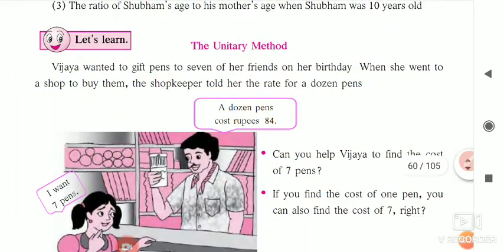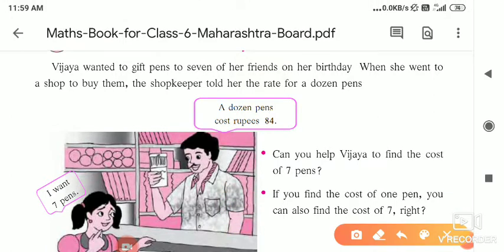So here it is, the activity. Vijaya wanted to gift pens to 7 of her friends on her birthday. When she went to the shop to buy the pens, the shopkeeper told her the rate of 1 dozen pens.